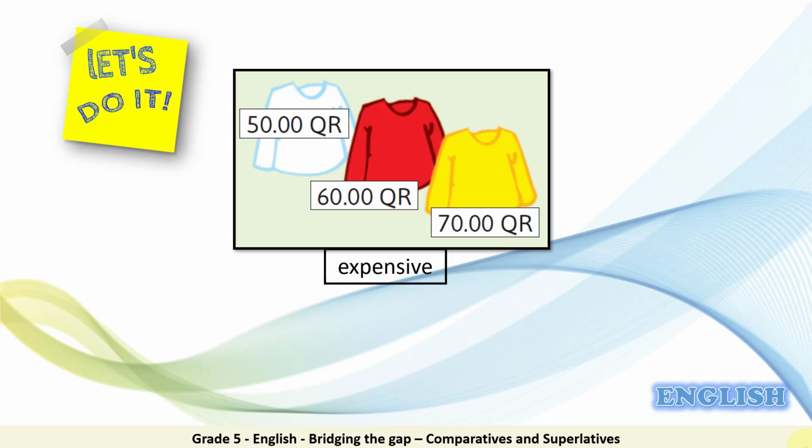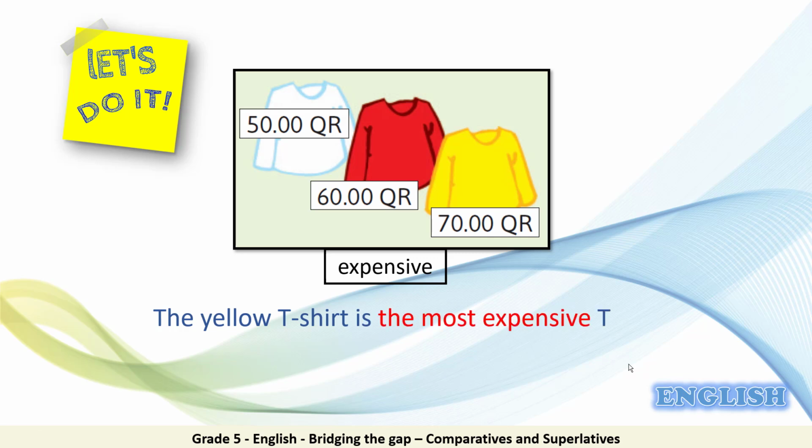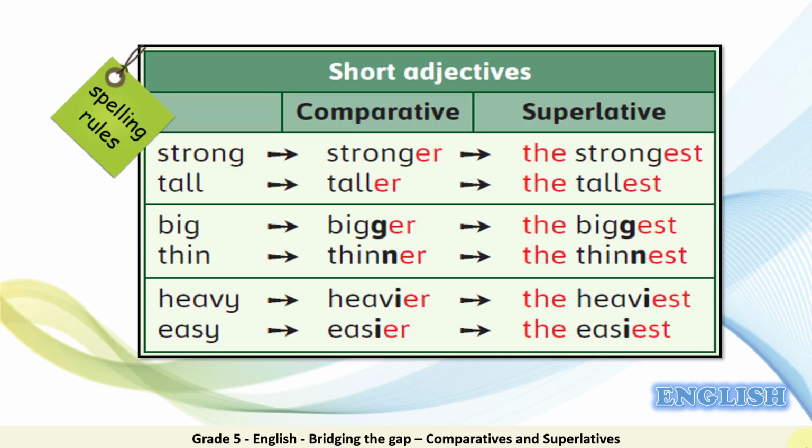Let's do this task. Here we need to compare between the yellow t-shirt and the other two t-shirts using the adjective expensive. What do you think, guys? Good job. The yellow t-shirt is the most expensive t-shirt. This is all about the formation of comparative and superlative adjectives, my friends. But there is something you need to know.